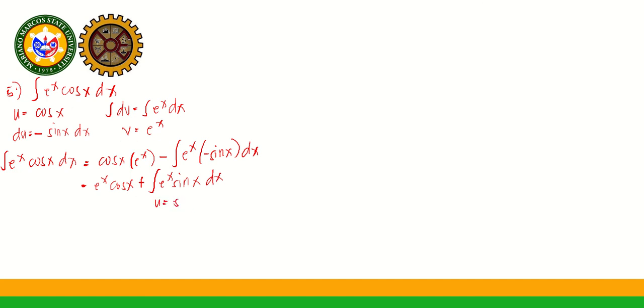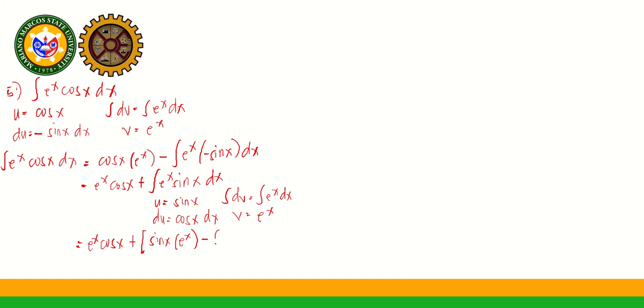Let u be equal to sine x, du be equal to cosine x dx, and then the integral of dv be equal to the integral of e raised to x dx. V is equal to e raised to x. Okay? So, from there, simplify ulit tayo. We have e raised to x cosine x plus u, that is sine x, and then v is e raised to x minus the integral of v times si du natin is cosine x dx. Okay? So, simplify natin.